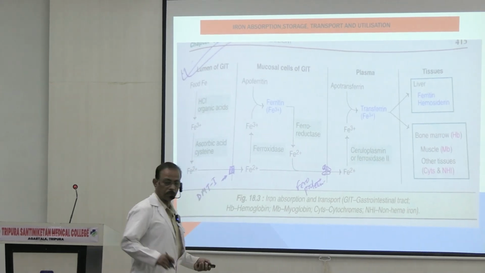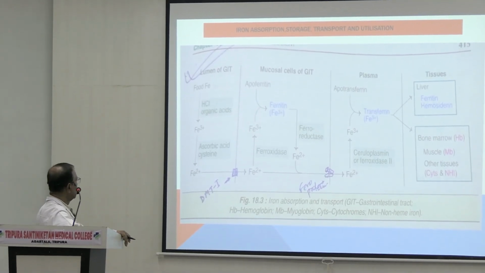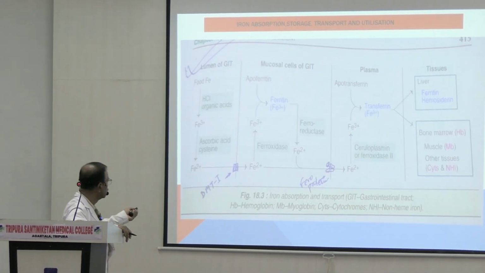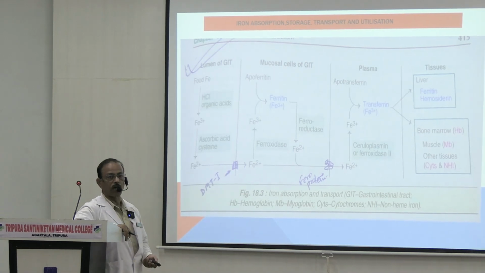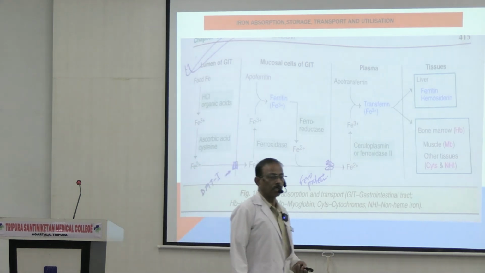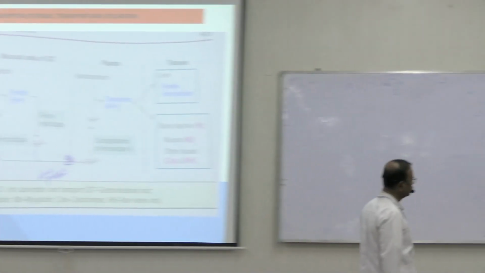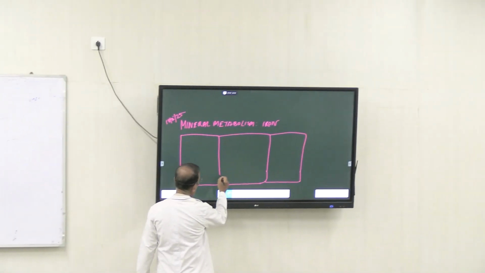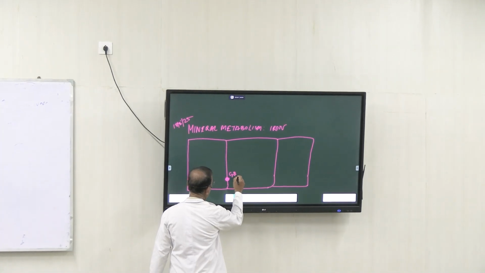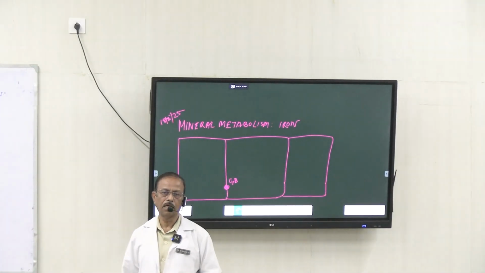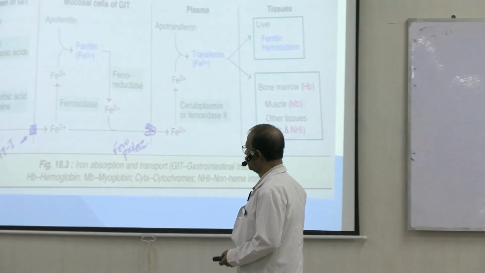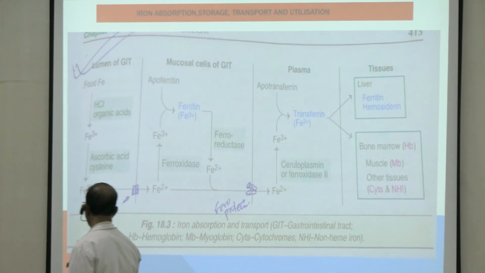It needs reduction of the ferric ion. It is the ascorbic acid, cysteine that cause reduction of ferric ion to ferrous ion, and another protein is there in the duodenal wall, cytochrome B, that is having the ferroreductase activity also. So, it is reduced to ferrous ion.